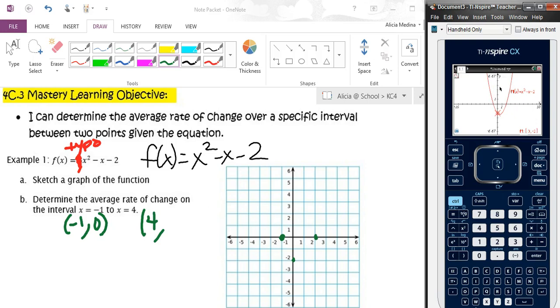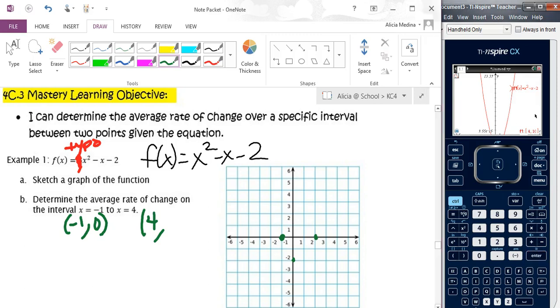Now you could use graph trace anytime you have x values. For example, what is the value when x equals -1? Type that in. Click enter. It gives us that 0 right here down in that corner. If I wanted to do where does x equal 0, type in 0, enter, and we get that -2, which we have graphed. But we want to figure out what the y value is when x is 4. So go ahead and type in 4, and we get y is 10. So these are the values that we're going to be using to find the average rate of change.